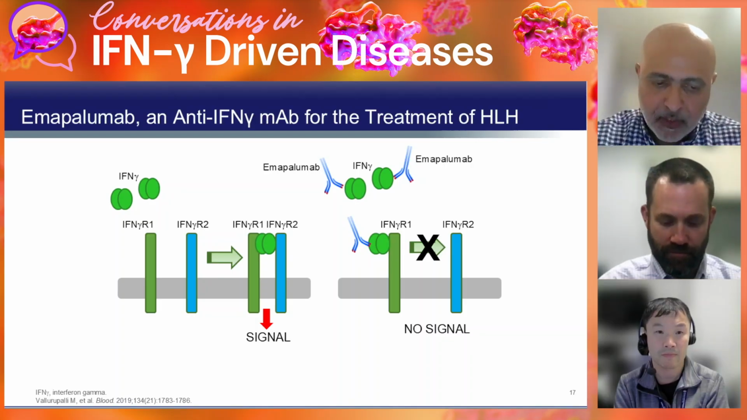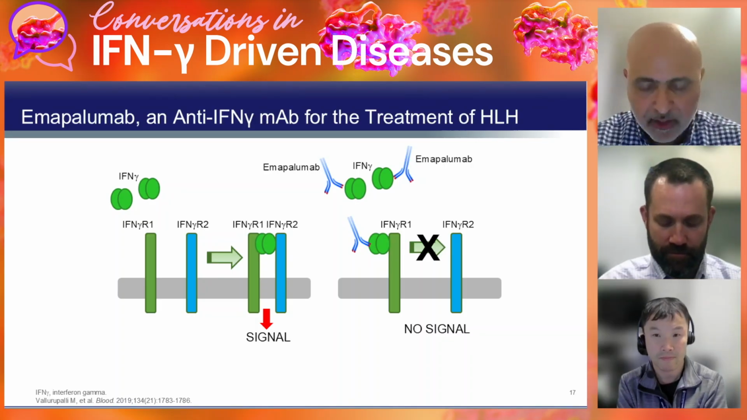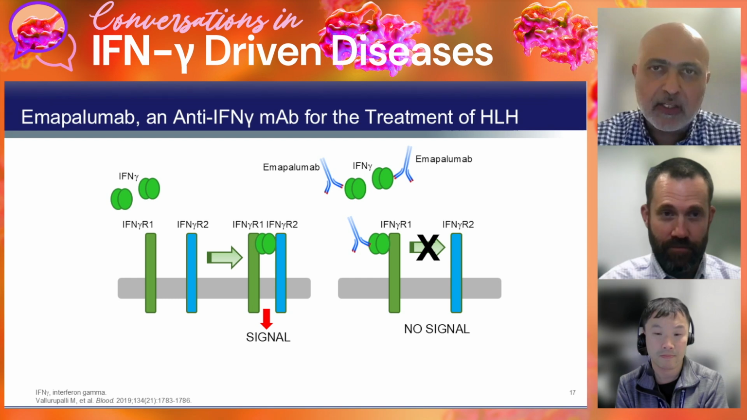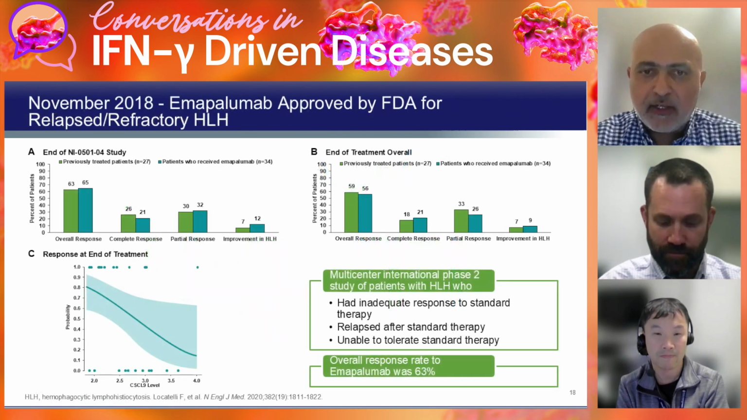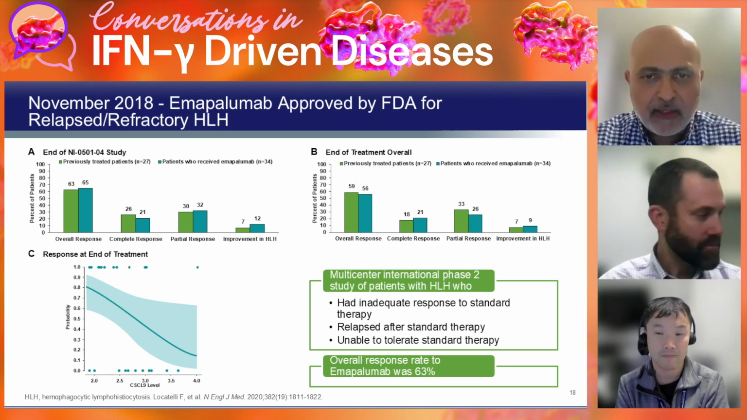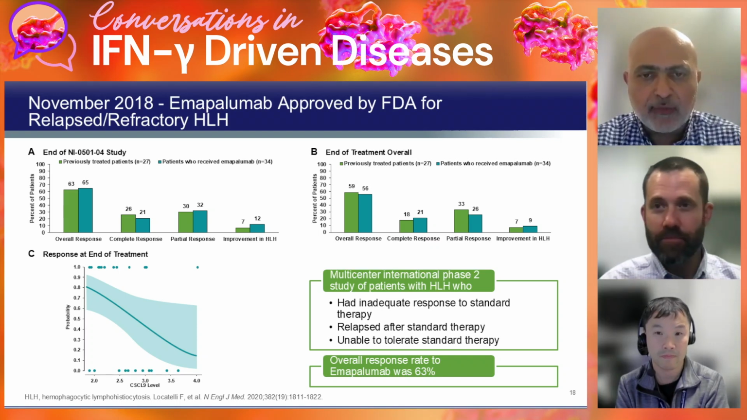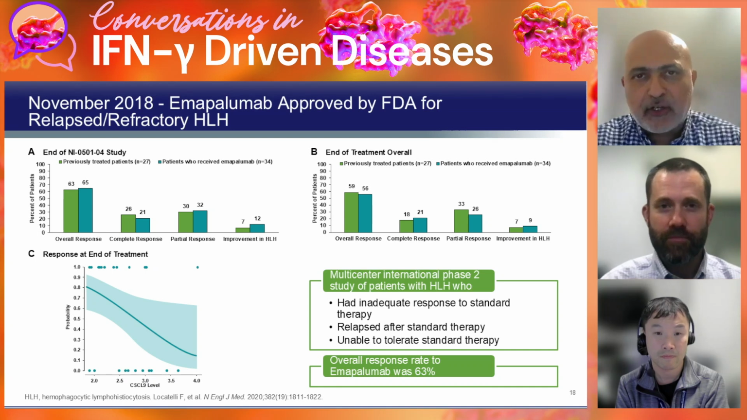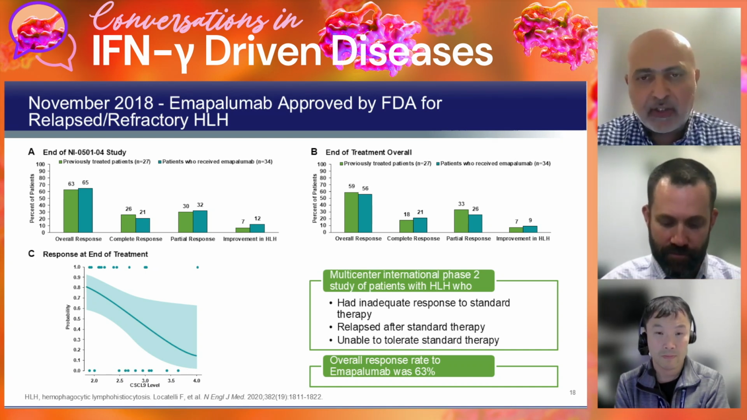And then, how about a little more specific therapy? So we know that interferon gamma is one of the main drivers, one of the key cytokines. The monoclonal antibody emapalumab did undergo clinical trials and was approved by the FDA, at least in the United States, now almost 6 years ago. 2018, I think, was when the final approval came through. And the clinical trials and subsequent post-trial experience show that it is quite effective.